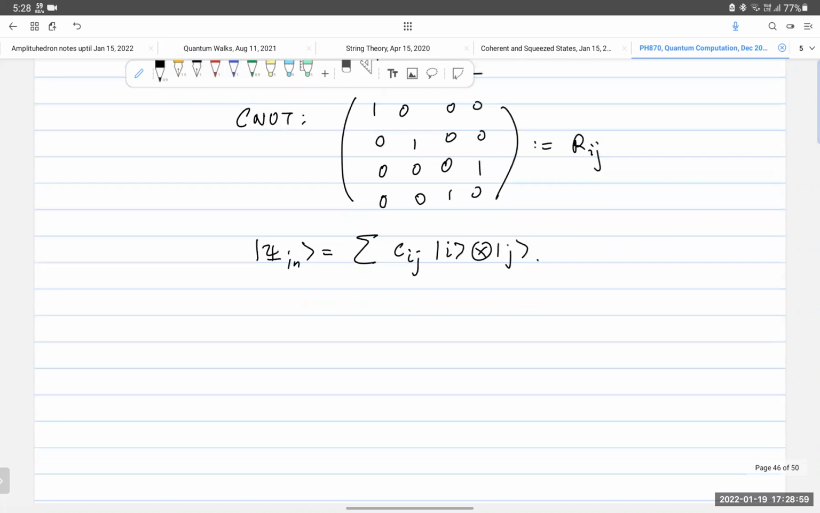And just to clarify, I can write this tensor product in various ways. I can write it as this, or I can write it as I tensor D, all within one ket. They all mean the same thing.